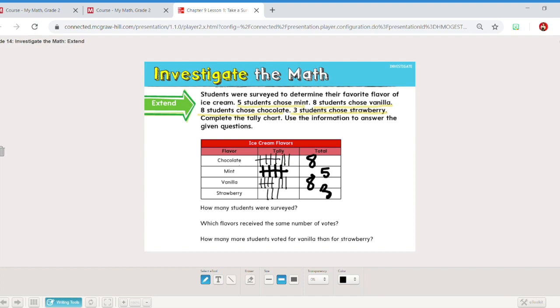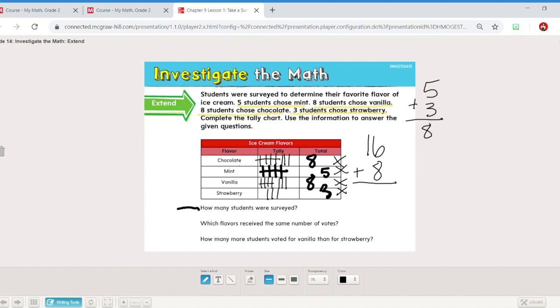Our first question is how many students were surveyed? Well, to find that, we need to figure out all of our totals added up. We have 4 different numbers, and you can do any strategy that works best for you. But I see that I have 8 and 8, which is a double. And I know 8 plus 8 is 16 because I have my double facts. So I'm just going to write 16. I cross those off because I know I used them. I know, and I'll write it over here, 5 plus 3 is 8. So add those off, and I can add 8 here.